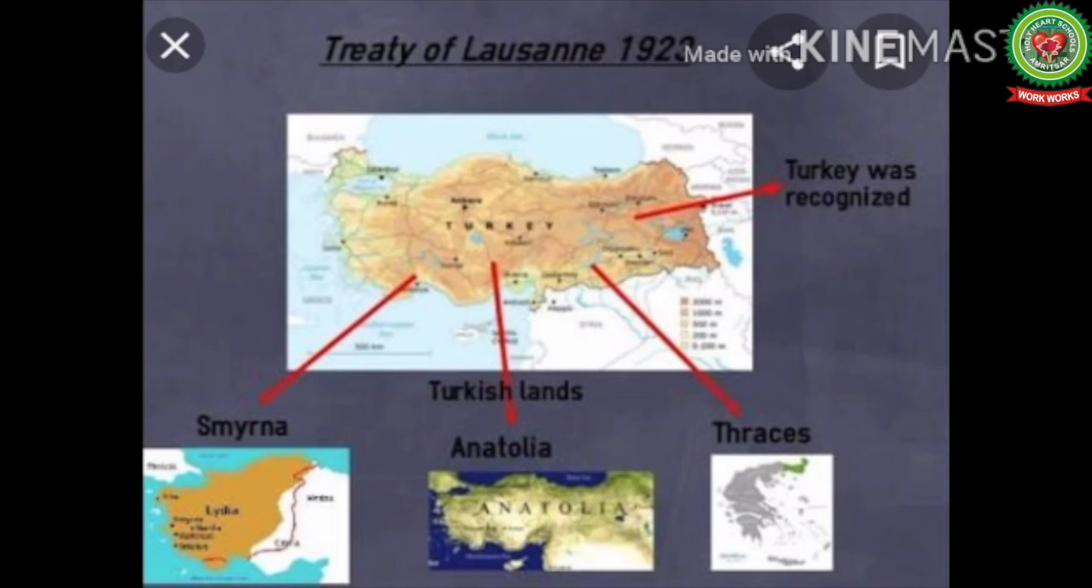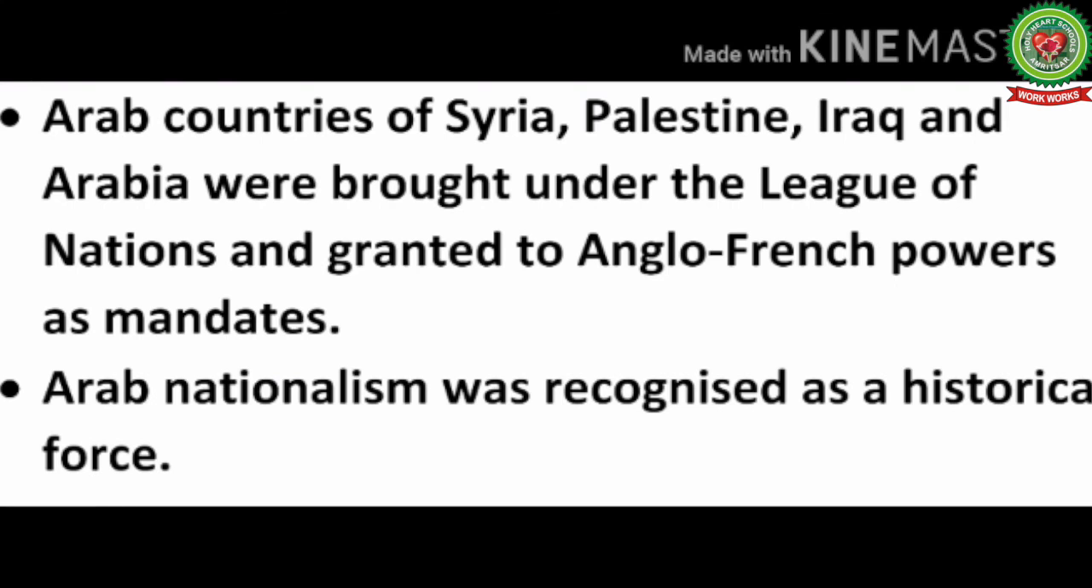According to the Treaty of Lausanne of 1920, Turkey was recognized. Thrace, Anatolia, and Smyrna were made independent countries out of Turkey. Arab countries of Syria, Palestine, Iraq, and Arabia were brought under the League of Nations and granted to Anglo-French powers as mandates. Arab nationalism was recognized as a historical force.